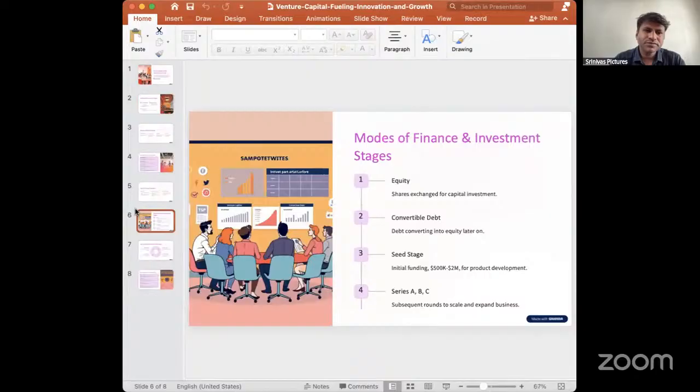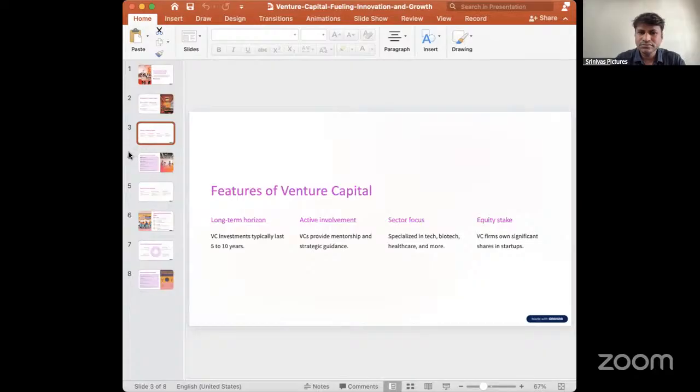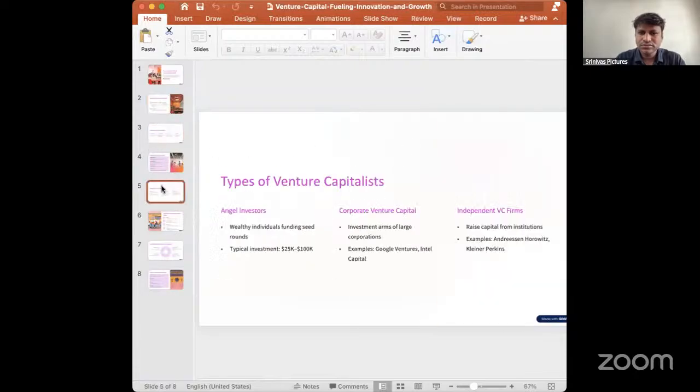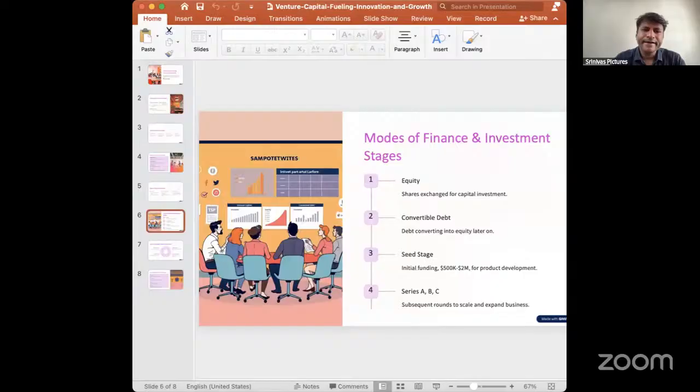Modes of financing in venture capital. Venture capitalists provide funds for the long term in any of the following modes. Maybe they will provide equity, maybe they will provide a conditional loan, or maybe they will provide convertible loans. What is the equity?